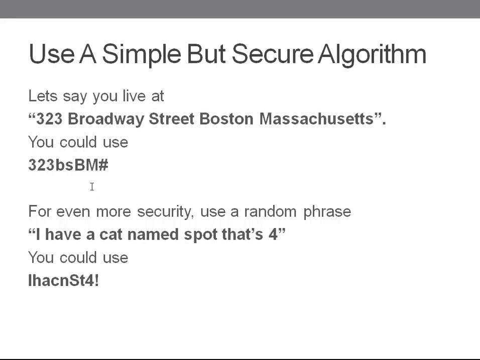If you want to go a step further and you don't want to use something that's common like an address, you could use a certain phrase, like, let's say, I have a cat named Spot that's 4. So you could use something like this, which is a little more secure. People aren't going to get this password if they know you have a cat named Spot. They're not going to put that together. That is, if they even know you have a cat named Spot, which most hackers don't.